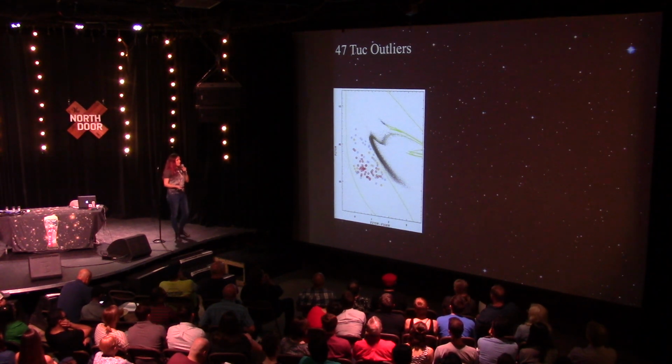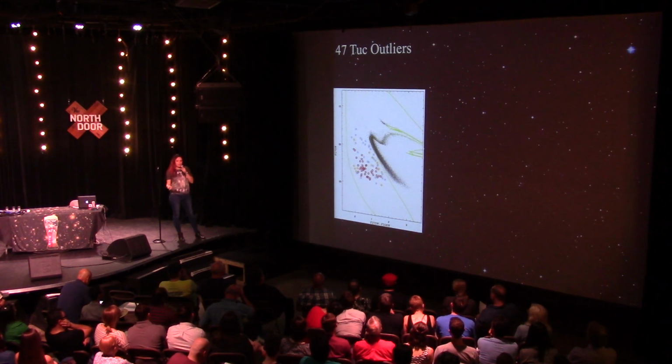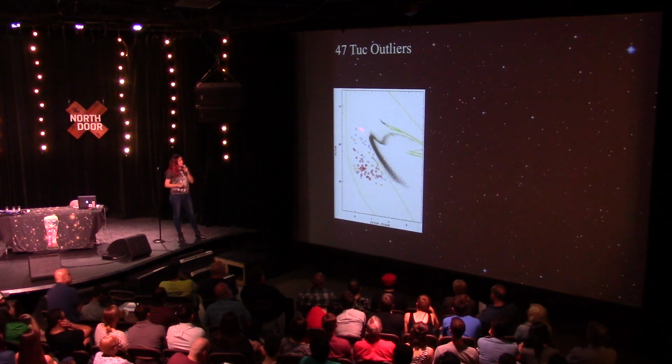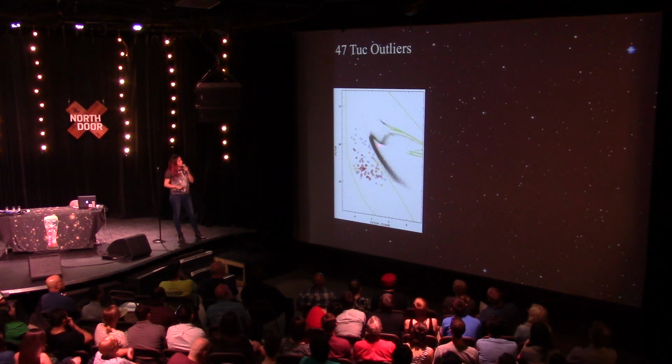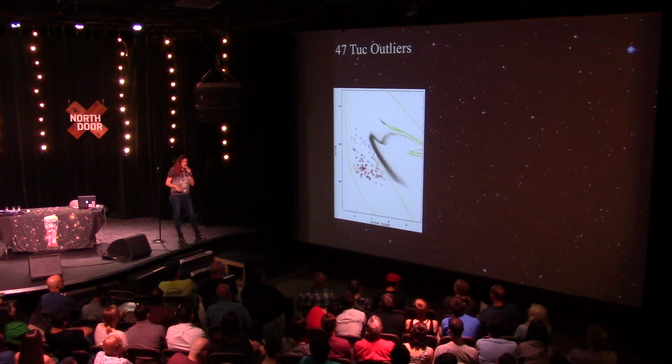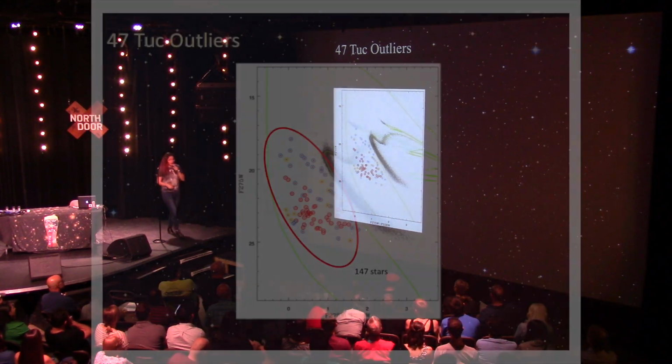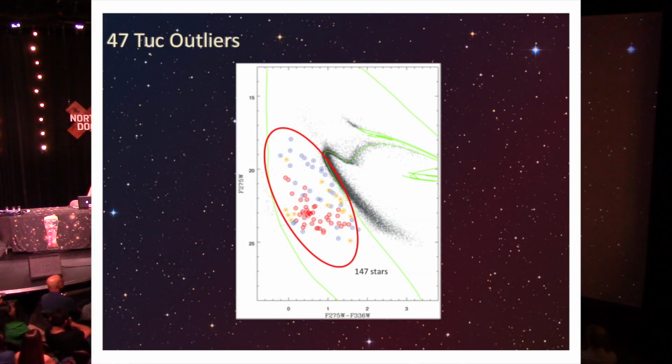But what I was looking for was the objects in this gap where we should not have anything, like the blue stragglers that I showed you guys. You see here the blue stragglers are extremely bright. So I was like, okay, you just shouldn't have any star here. And there are stars here.